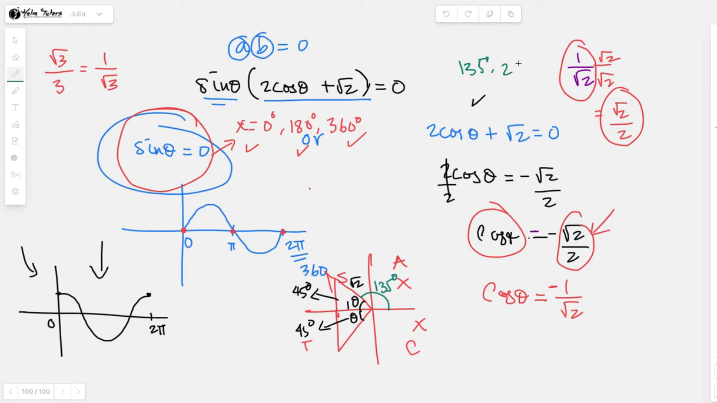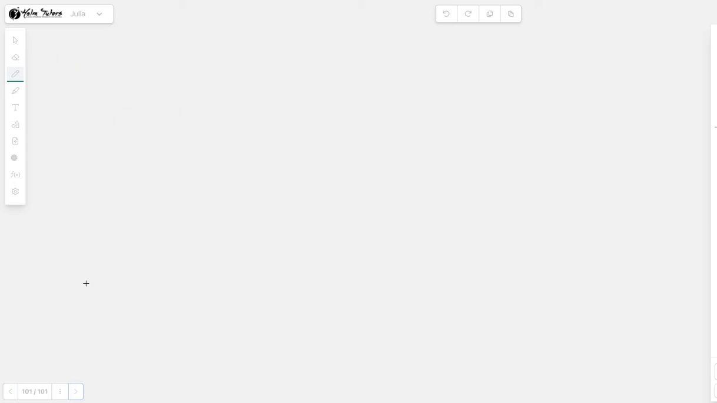And so we have a total of 5 answers: 0, 180, 360 from the first factor, and then 135 and 225 from this factor. Any question about this? No. Okay, got it. So 12, tell me how I should start.